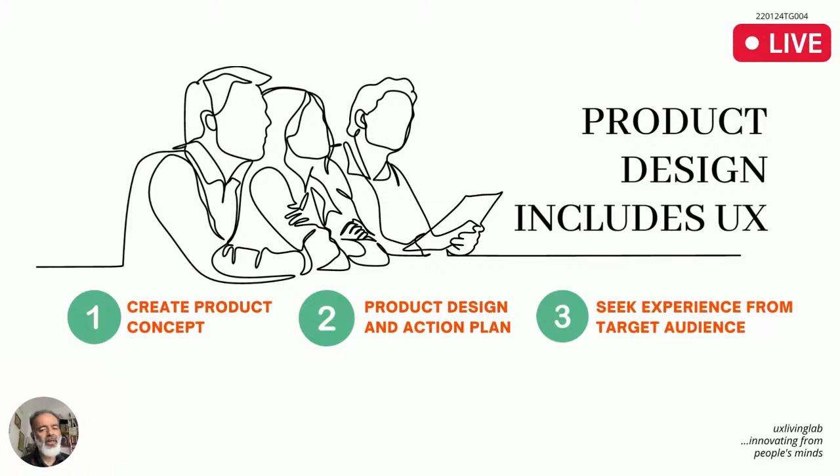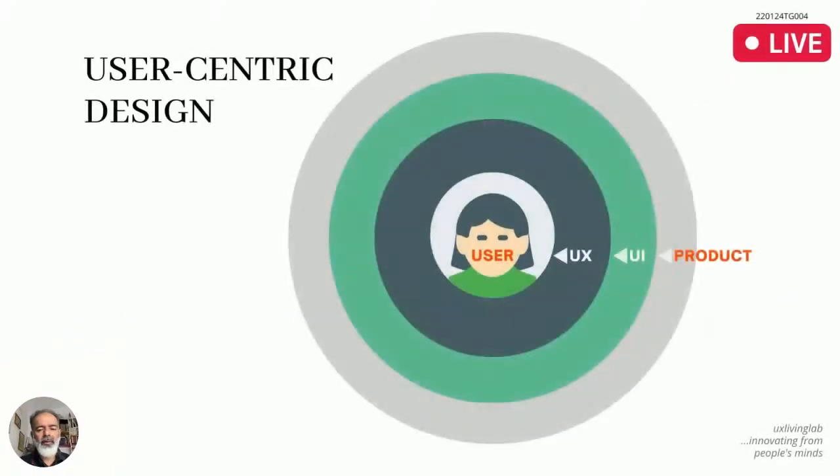Third step is seek experience from targeted audience. These are the three main steps of product design. The third step is always talking about the voice of user. So where the user experience plays a big role. Okay, these definition and steps leads to a user-centric design.